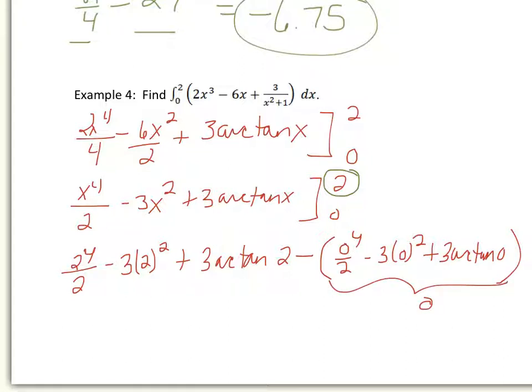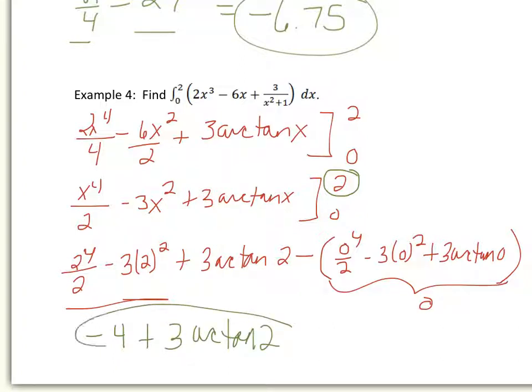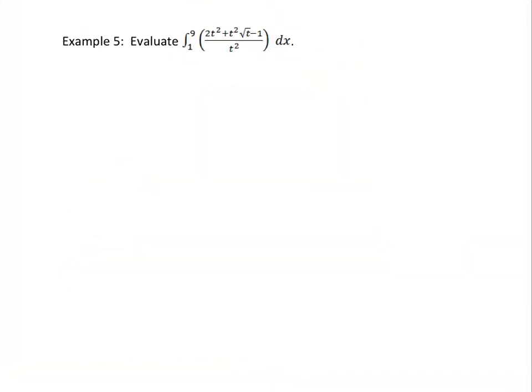So really, for our final answer on this, we just need to evaluate this part here, which when I do that, I get, it looks like negative 4 plus 3 arc tangent 2. All right, and that would be the antiderivative. That would be the area under the curve, the exact area under the curve from 0 to 2 of that graph. All right, this will be our last example.